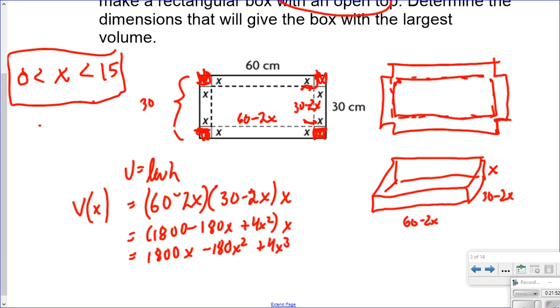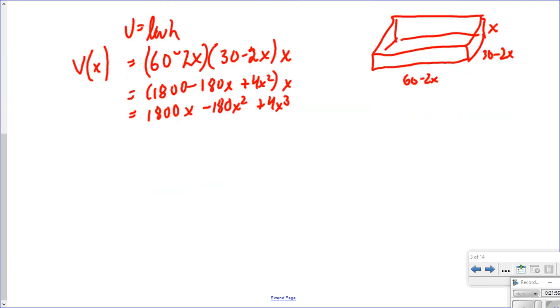Okay, so it's going to be a cubic. That's my volume function in terms of x. It's a cubic equation, right? Because there are 3 dimensions. Okay, maximum volume. That's what we're trying to find, right? So I need the derivative.